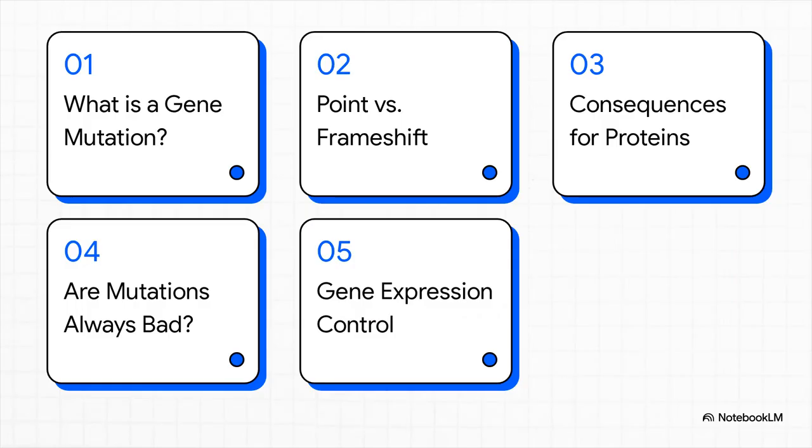First, we'll lock down exactly what a gene mutation is. Then we'll get into the real nitty-gritty, the difference between a small point mutation and a massive frame shift. After that, we'll see what all this means for the proteins our bodies are trying to build. We'll also tackle a big question: are mutations always a bad thing? And to wrap it all up, we'll look at how our genes can be controlled without the code ever changing at all. It's going to be good.